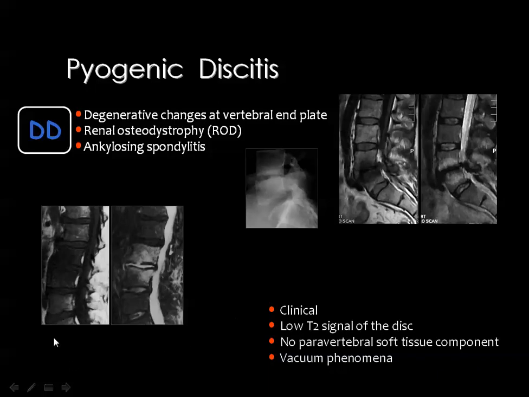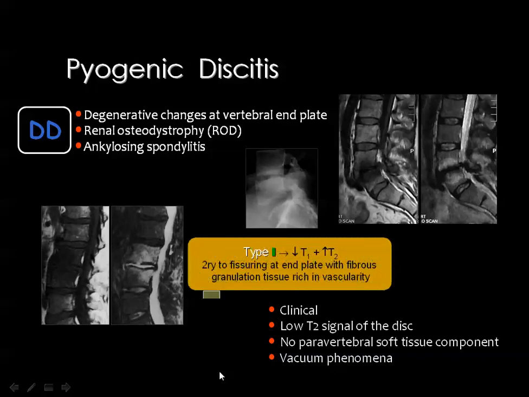Also, in cases of infection, you may see erosive changes of the vertebral end plates, and in cases of degeneration, you do not usually see erosive changes of the vertebral end plates. Then these are the main differences between bone marrow edema secondary to degenerative disc lesion, and bone marrow edema secondary to discitis.